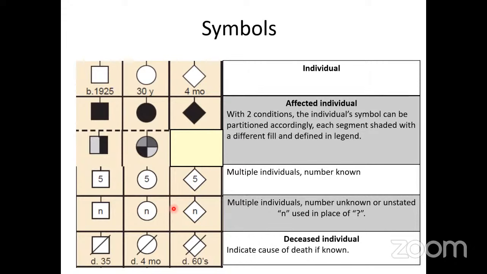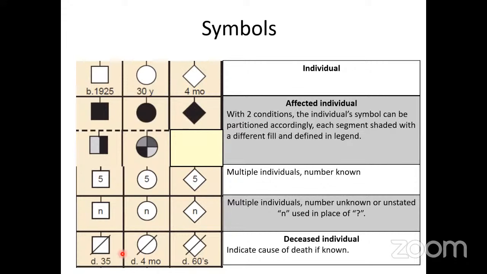Now, if that person is deceased, then you have to strike a diagonal line across the symbol. And you should write D for death. This is D for death. This is B for birth, dot, and the age or date or year of death. You can write that.